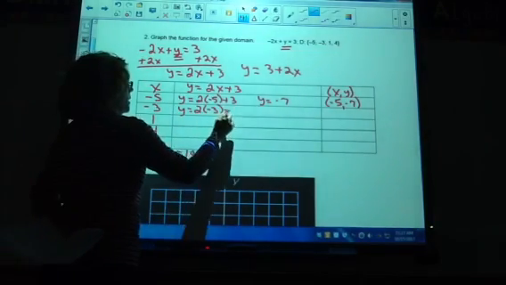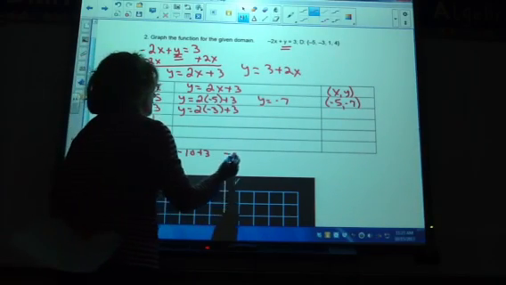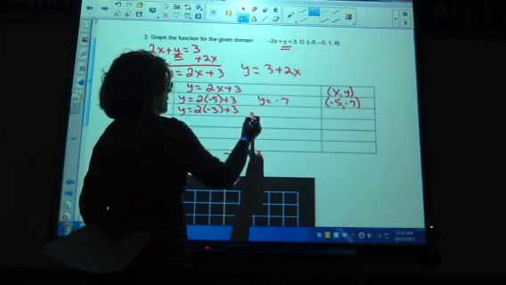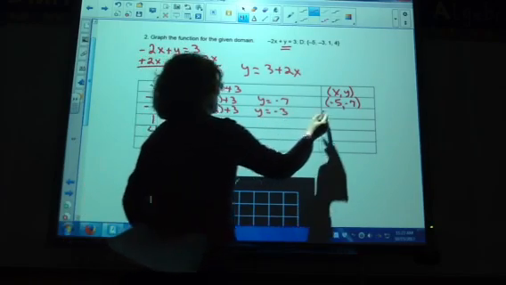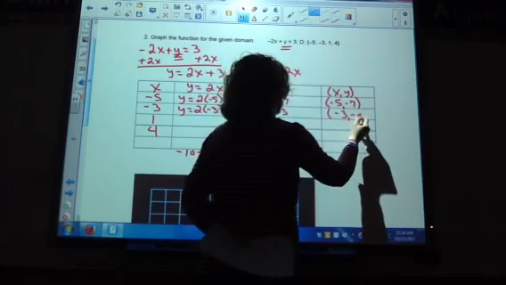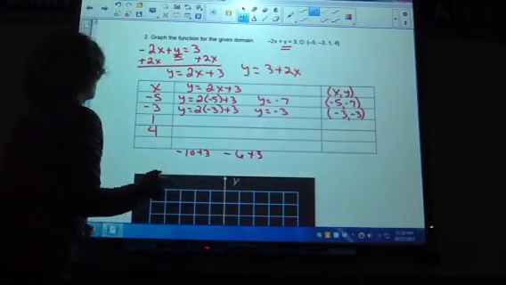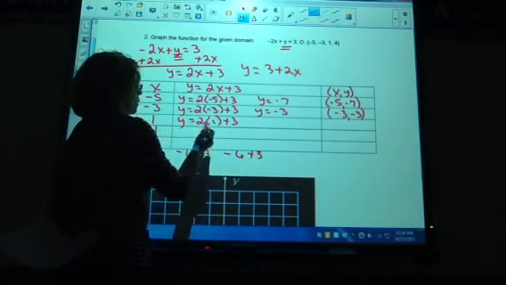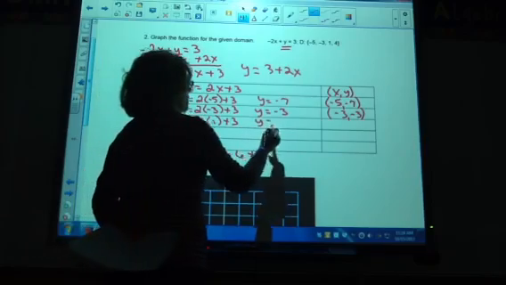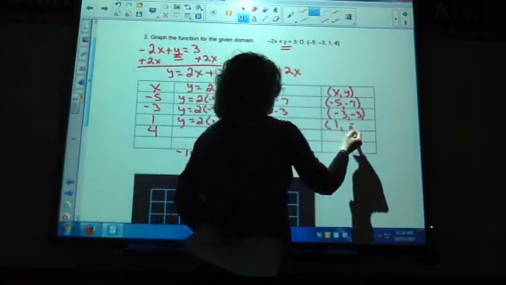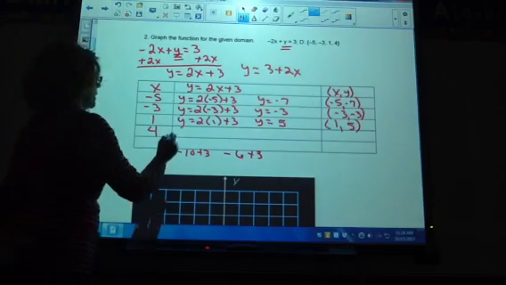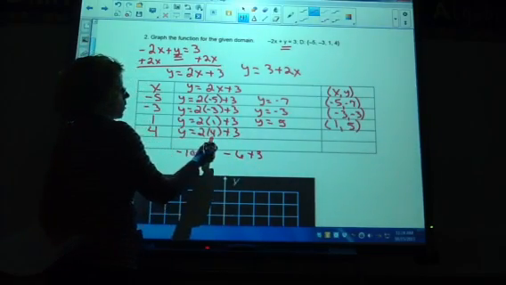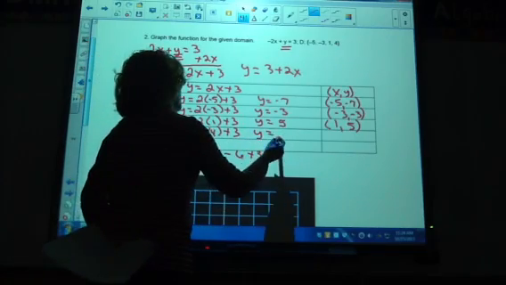Input negative 3. 2 times negative 3 is negative 6. Negative 6 plus 3 is negative 3. Then we're going to input 1. 2 times 1 is 2. 2 plus 3 is 5. And then we're going to input 4. 2 times 4 is 8. 8 plus 3 is 11.